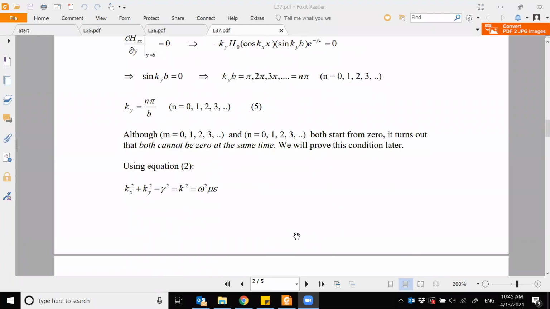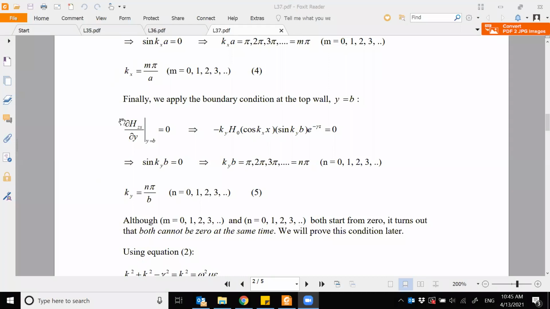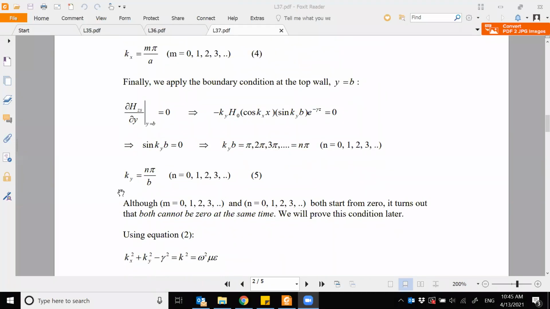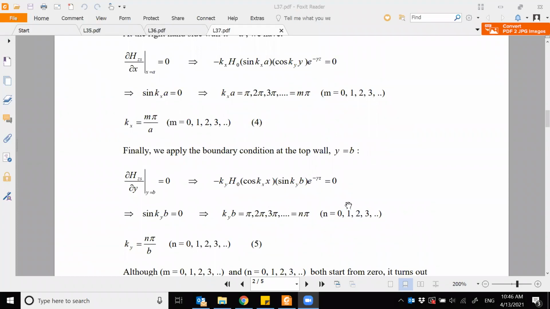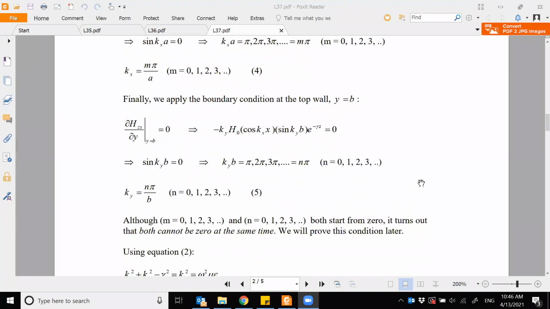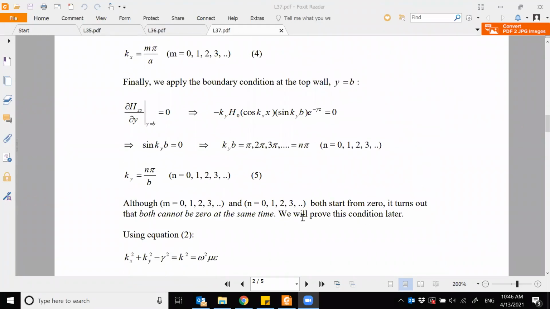Now, once we got kx and ky, remember one thing: m can take values from 0, 1, 2, 3, and n can take values from 0, 1, 2, 3, but both of them cannot be 0 together. Both cannot be 0 at the same time, because if both become 0 at the same time, then if you substitute, your field will vanish. That means your field cannot exist. So it cannot be. And we will see it later as well.